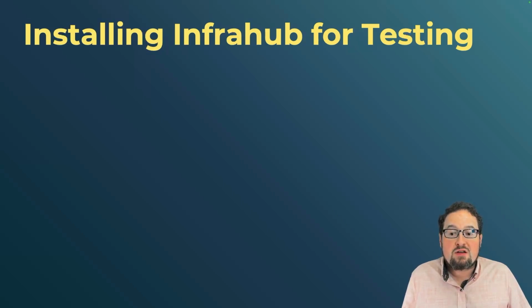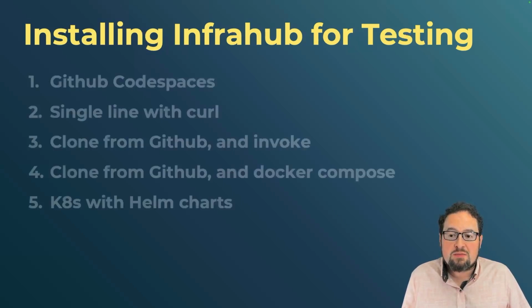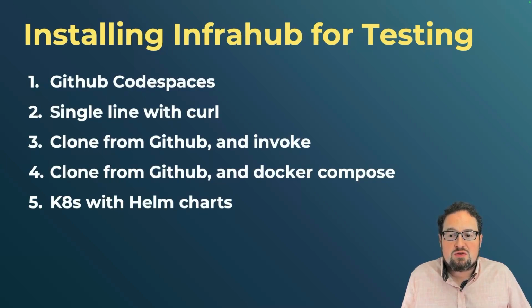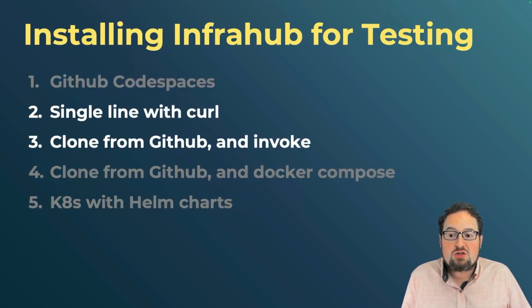Let's look at installing Infrahub for testing purposes. Now, the documentation goes through 5 different ways of installing or running Infrahub, but today we're going to be focused on 2 of them. We're going to be looking at a single line command. It's a curl command that will help pull down these Docker images and spin those containers up. And then the second is we're actually going to clone the GitHub repository and use the invoke commands to bring those containers online.